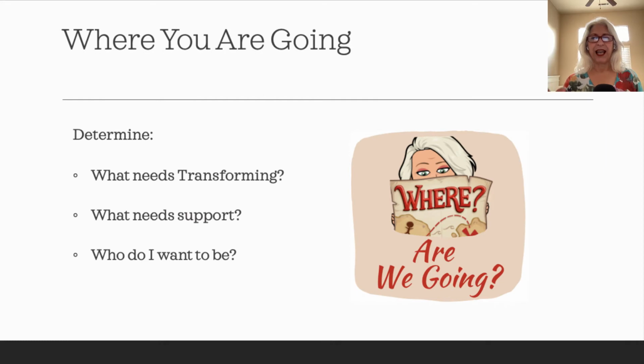Now let's look at where you are going. So here we want to determine, well, now that we know who we are and where we are, we've got that baseline assessment. Now we can start looking at, well, what needs transforming? What do we want to transform? What kind of support or what types of transformations need our support? And then this next question is, who do I want to be? Right? We understood our core. Now we think about, who do I want to be on this planet, in this world, in this culture, if you will.